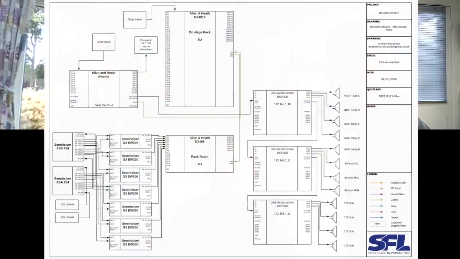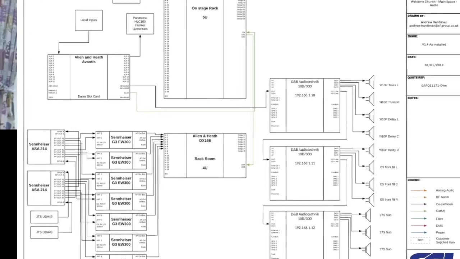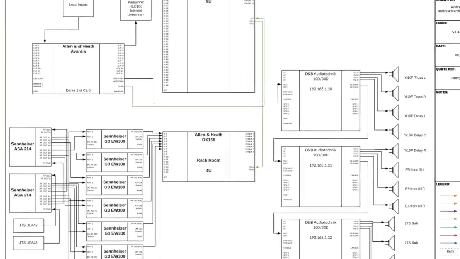So using the BX outputs on the GX 4816 meant we could loop out to the MEs and also loop out to another DX 16.8, which lives in the rack room, which takes all the inputs from the radio mics, fits on a single cable, and then off we go. Yeah. So installation time, sort of from opening the box, was fairly swift.